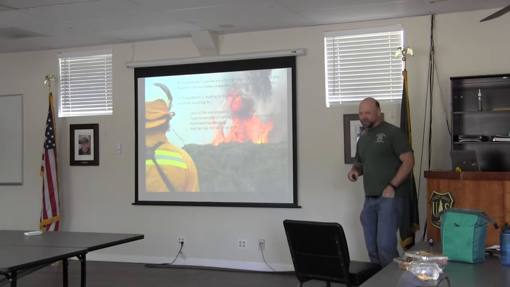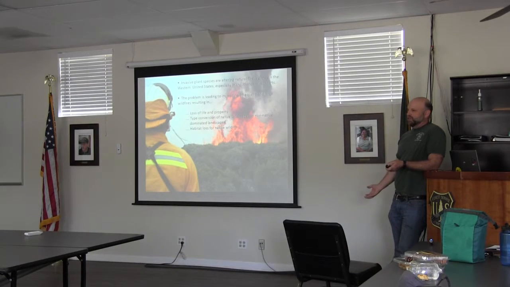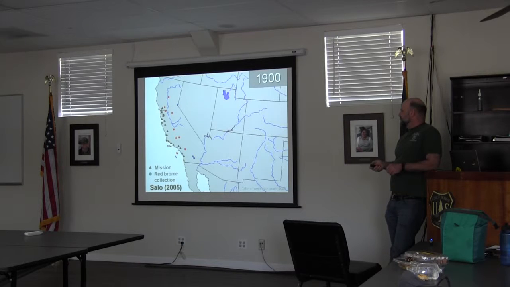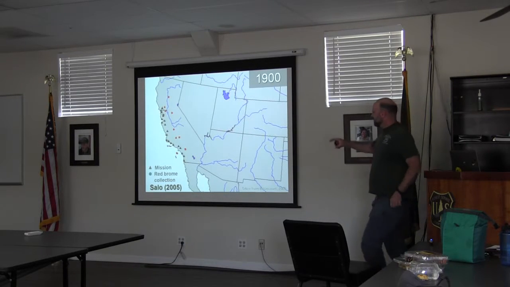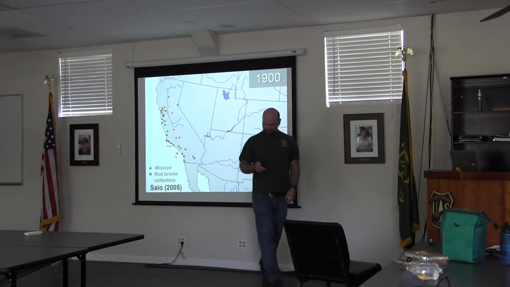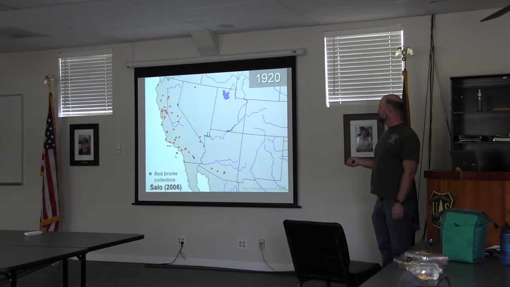So a lot of these plants are having a profound effect on wildfire around the country, especially in the West. It depends on where you're at, but a lot of these non-native grasses are altering fire regimes around the country. So you guys know all that stuff. This is a series of slides about red brome, which is one specific non-native annual grass we have. These are collections of red brome known to have been taken in 1900. So it's pretty well established around California.